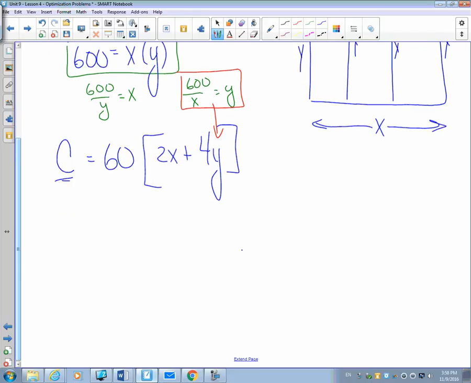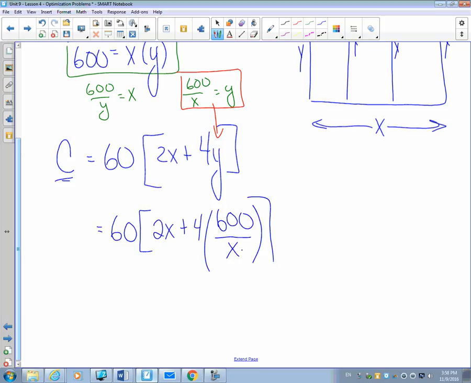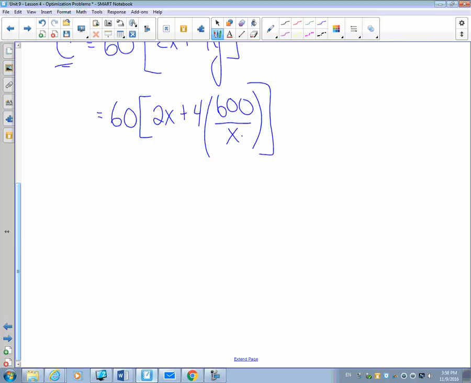Well, I still have my costs, $60 per wall. Still got the 2x. I need 4 y's. What's y? Well, it's 600 over x. I can simplify this. 60 times 2x plus 2400, and really it's x to the negative 1. There's a reason I put it that way. Just give me a second, I'll explain it. And really this is my cost in terms of x.